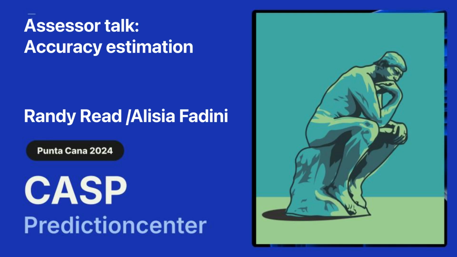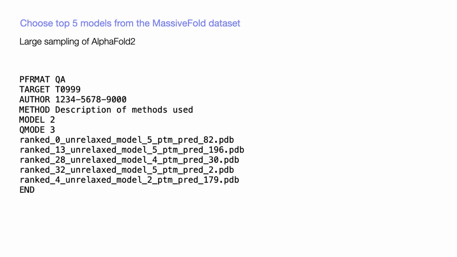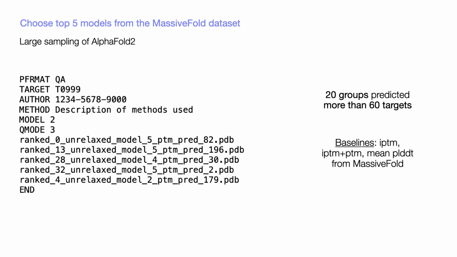I can be quite quick, I think, but I'm going to just introduce QMod 3. QMod 3 was a new category in this year's EMA. I think we heard a little bit about it already, but the point was that Guillaume's group was able to generate around 8,000 models for the targets that were computationally feasible. And so the EMA task was, given these 8,000 models you have for the targets, are you now able to pick the top 5 out of these 8,000, and can you score them from 1 to 5?